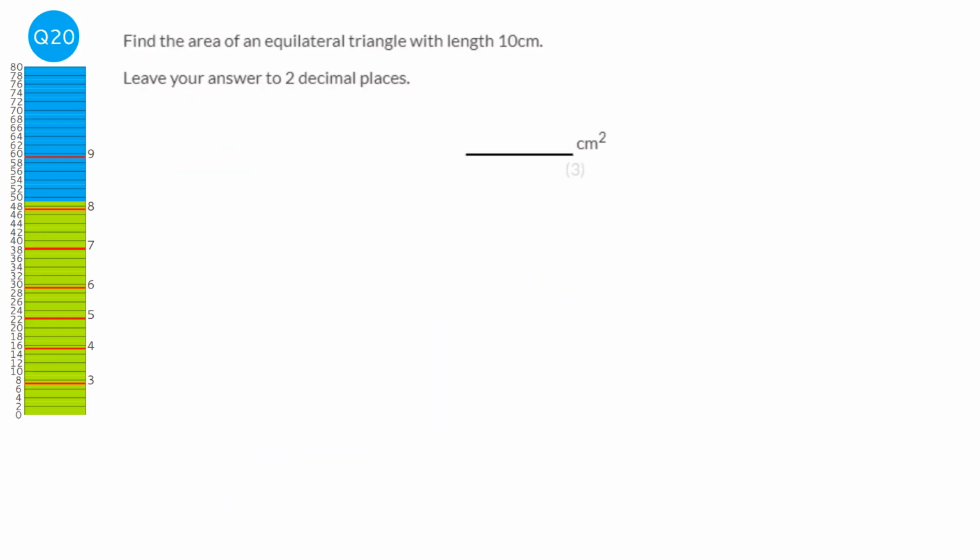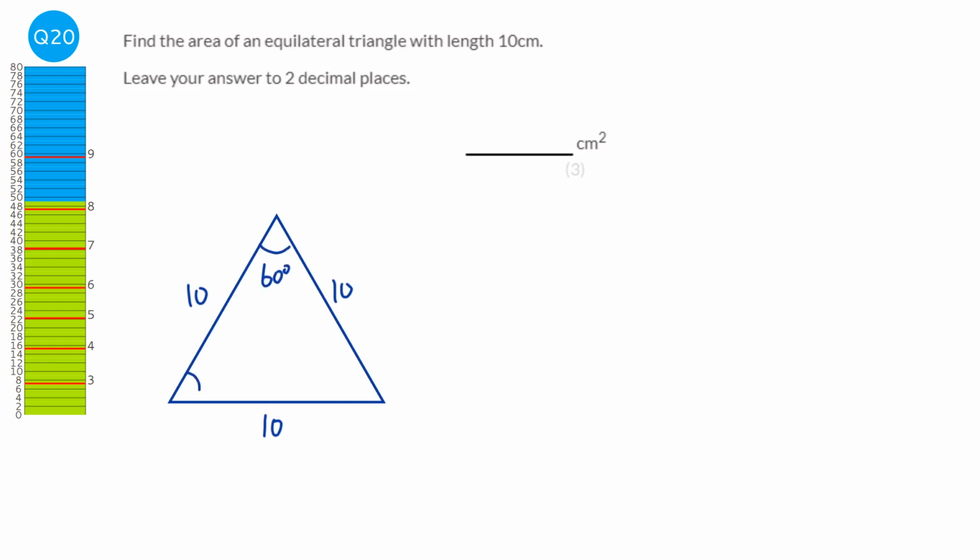In this question it might be easier just to draw a quick diagram. So let's draw this equilateral triangle, and it says that its lengths are all 10 centimeters, and we're looking to find the area. Now we also know with an equilateral triangle all the angles are 60 degrees, so we can plot those, but we don't need to plot them all, we can just plot one of them.